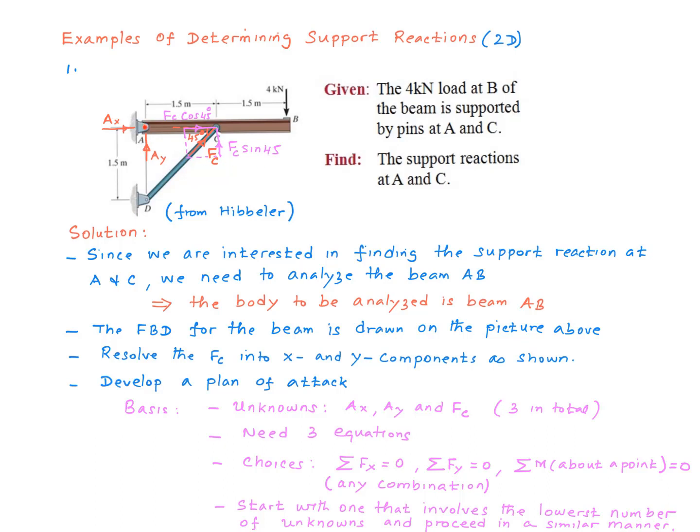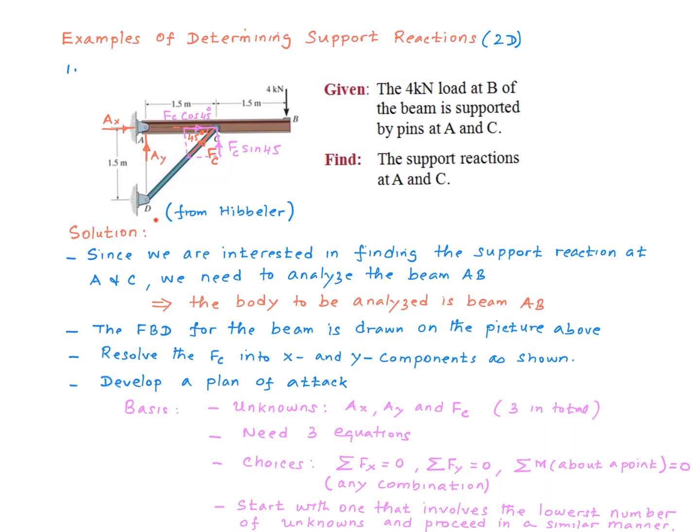If I take a moment about point A, AY is not going to show up because AY passes right through that point. AX is not going to show up because that also passes right through that point, because these two forces are acting right at that point, right? So there's no perpendicular distance to the line of action of these forces. And we also note that FC cosine 45 is also passing through that point, so that's not going to show up. So the only two forces that are going to be in that equation would be FC sine 45 and 4 kilonewton. In other words, we will have an equation that will involve just one unknown, FC.